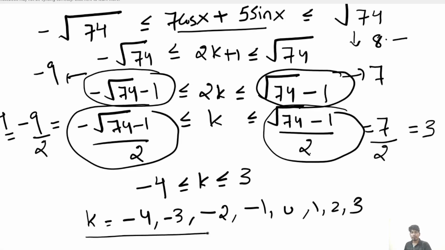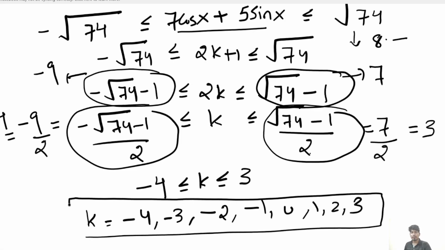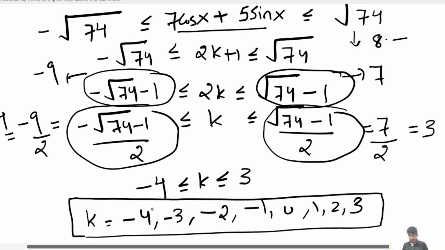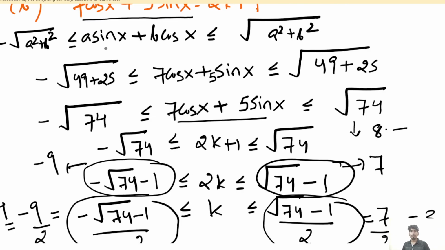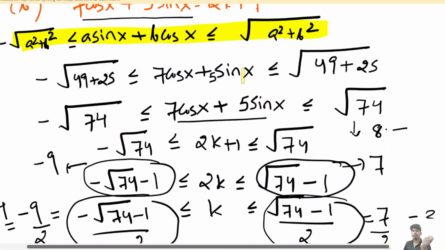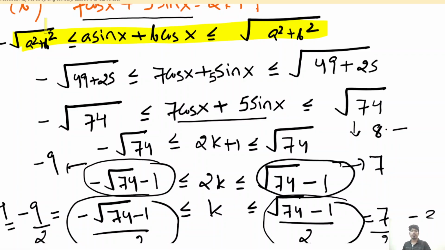Okay, these are the possible values of k for which the equation has a solution. Students, we apply only this one result: a sin x plus b cos x is less than the square root of a square plus b square and greater than minus the square root of a square plus b square.